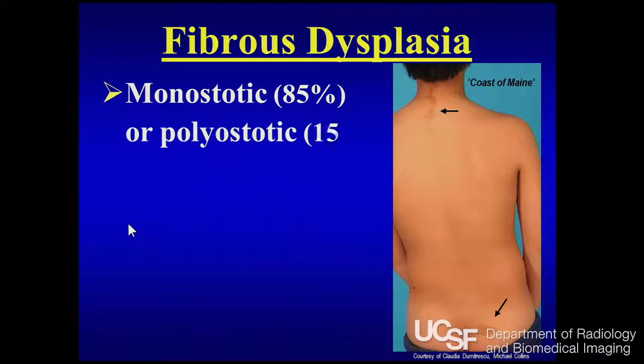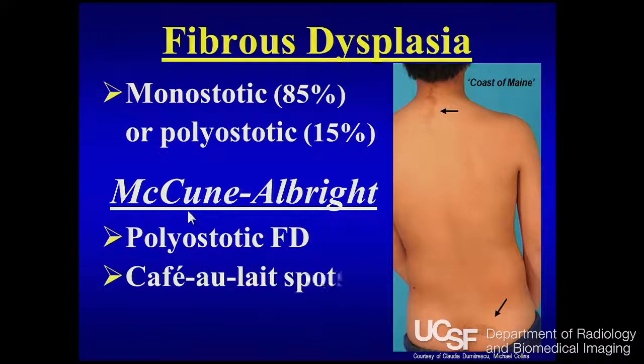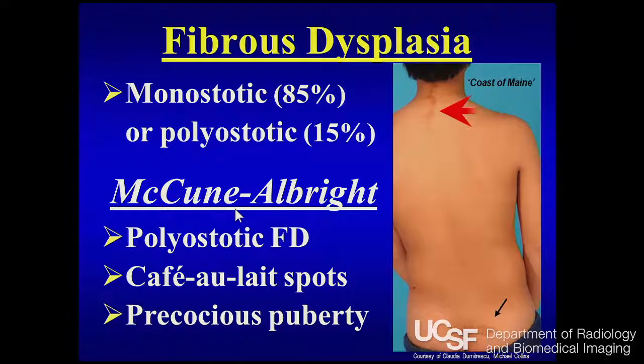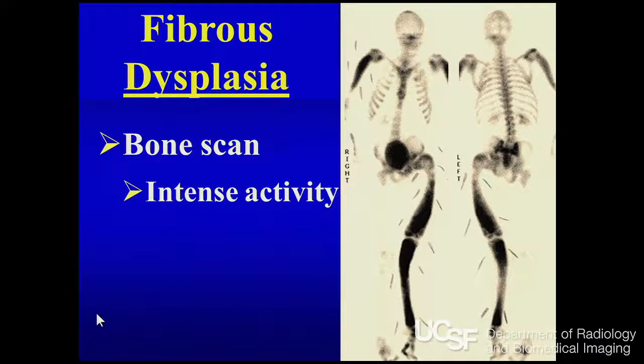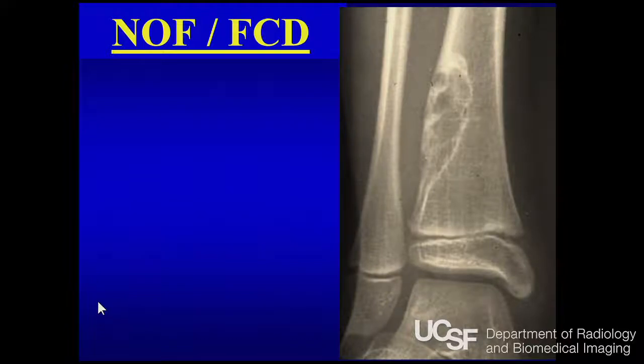Fibrous dysplasia may affect one or more bones, and when it is polyostotic, we think about the triad of McCune-Albright that includes not only polyostotic fibrous dysplasia, but also the coast of Maine type of café-au-lait spots and precocious puberty. On bone scan, there's intense increased tracer accumulation.